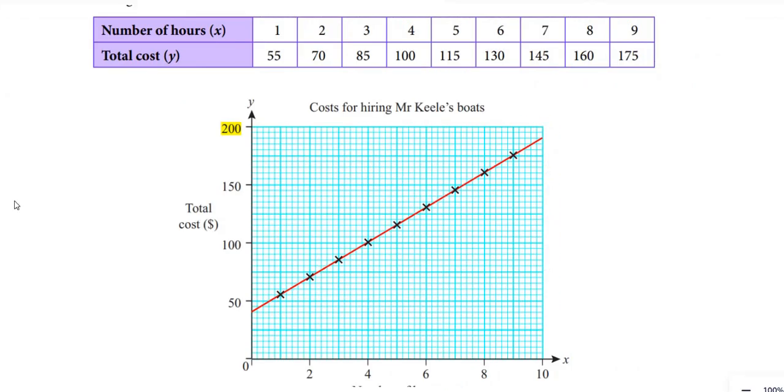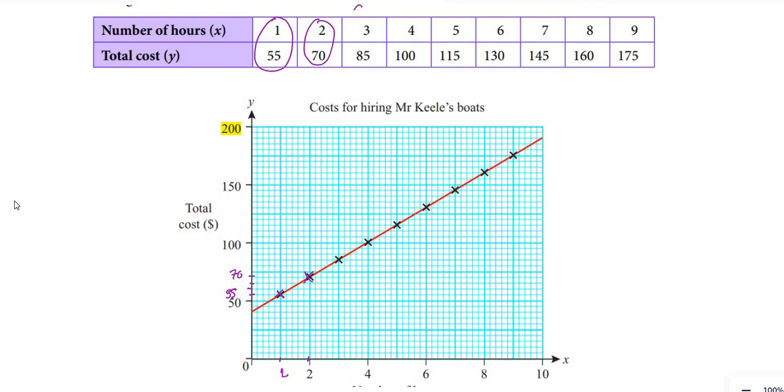Okay, here it says, for 1 hour it is 55. So here are the dots. For 2 hours it is 70. Okay. So now you have two dots.